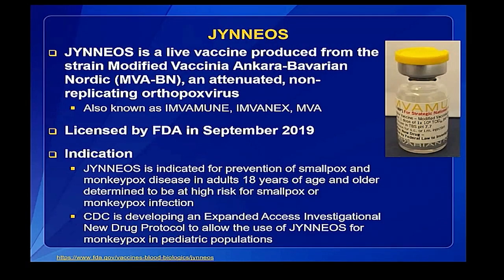First is Jynneos, which is a live vaccine produced from the strain modified Vaccinia Ankara, Bavarian Nordic. This is an attenuated, non-replicating orthopox virus. It's also known as Imvamune or Imvanex or MVA. This vaccine was licensed by FDA in September of 2019 for the prevention of smallpox and monkeypox disease in adults 18 years of age and older. CDC is developing an expanded access investigational new drug protocol to allow the use of Jynneos for monkeypox in pediatric populations. And currently there is one pediatric patient that has received Jynneos under a single patient investigational new drug protocol.